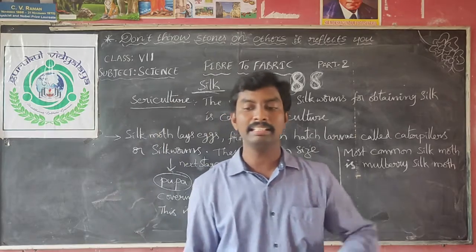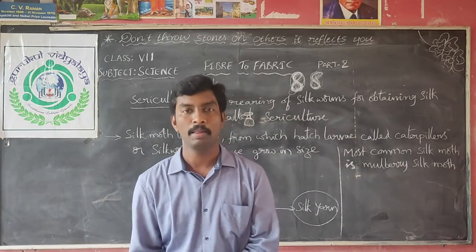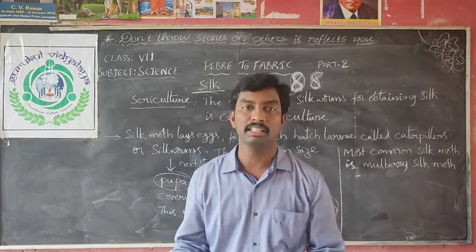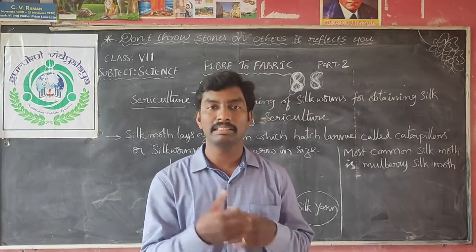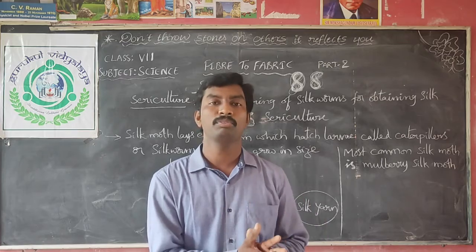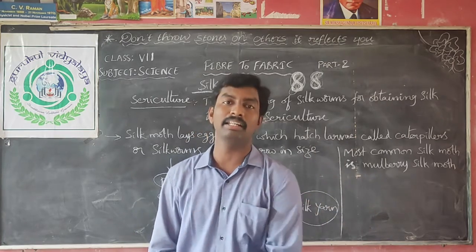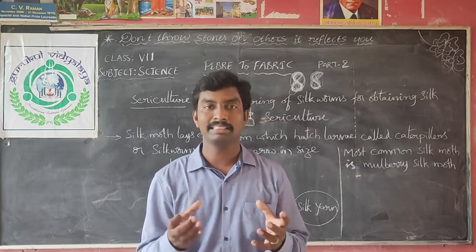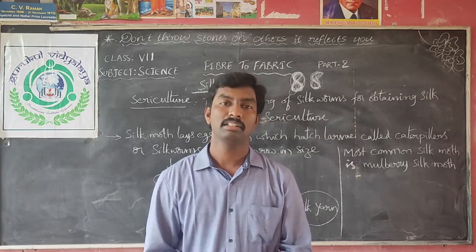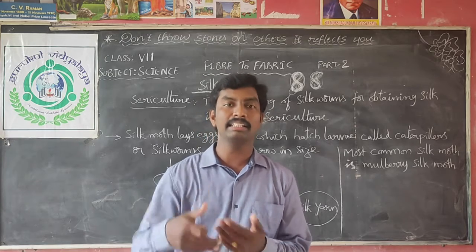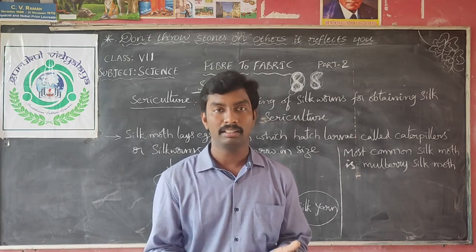Reeling is also done in special machines. Nowadays some industries use machinery to take the silk fiber from the cocoons. The whole process is done there to obtain a natural silk fiber. So this is the process of obtaining natural silk, and that silk is woven as a fabric.